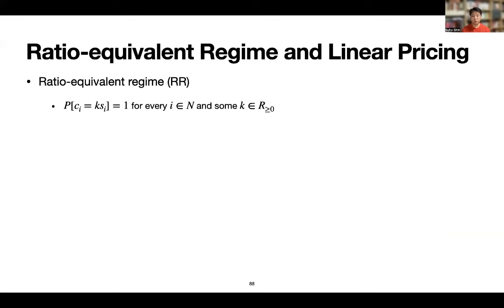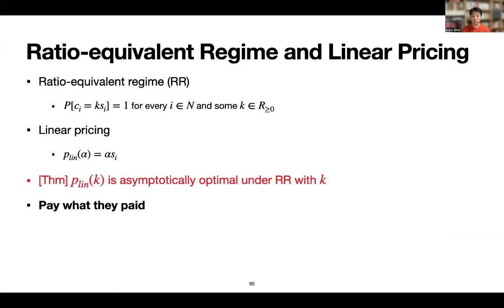Thus, we define a regime equivalent to where all the workers have the same bang per buck ratio. And then we consider a linear pricing policy, which rewards the worker in proportion to her quality without any base payments. And we observe that linear pricing is optimal, which implies that one should pay what they are paid.